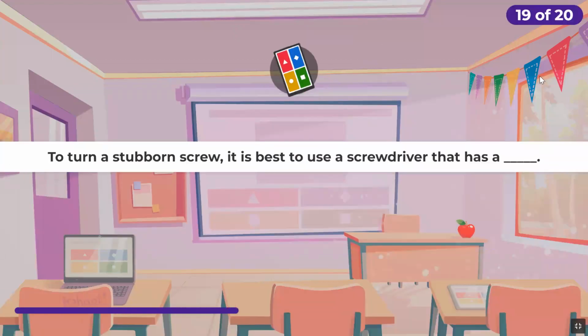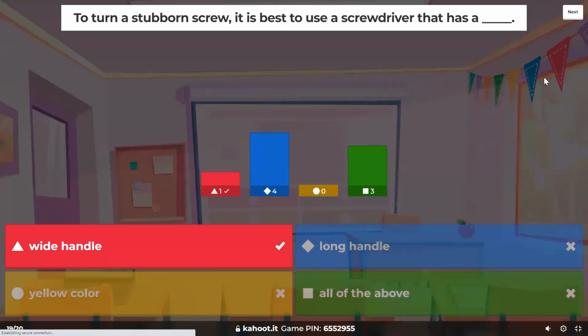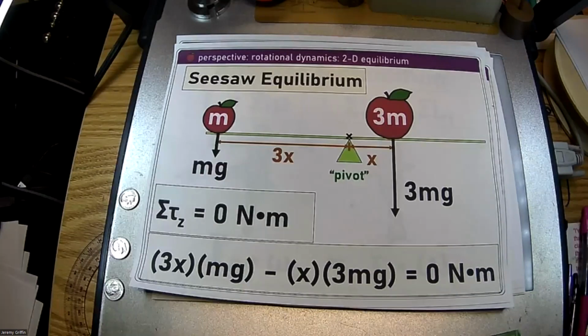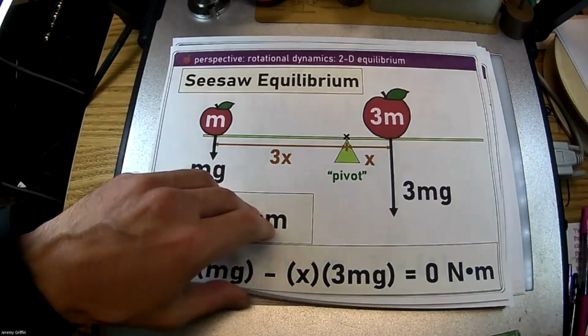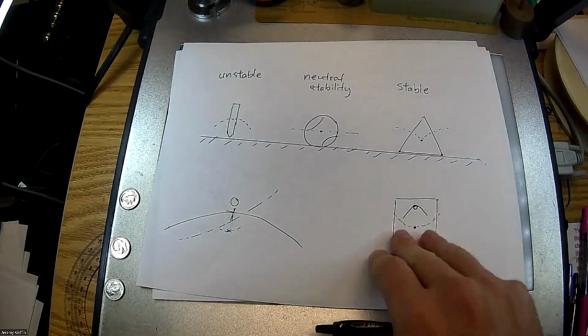Question 19. To turn a stubborn screw, it's best to use a screwdriver. This is not a wrench, this is a screwdriver. Ooh, one winner, wide handle. Okay, we haven't exactly talked about this yet, but I'll draw a picture and you will see why. You want to use a wide handle screwdriver.